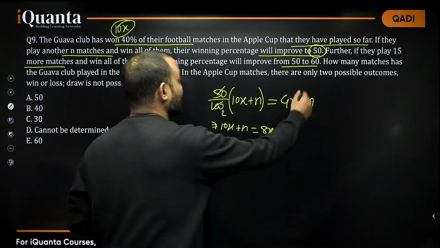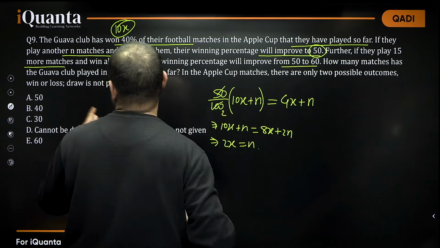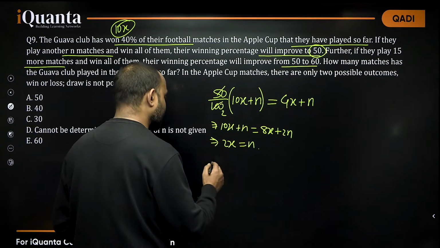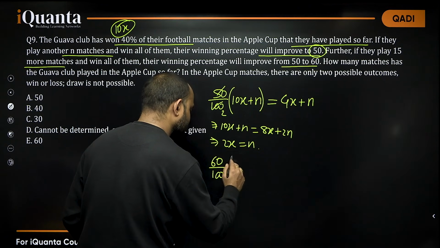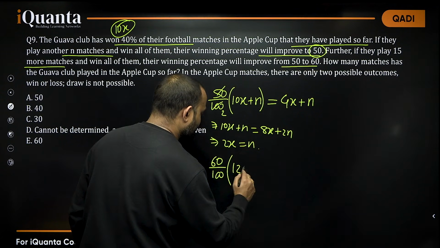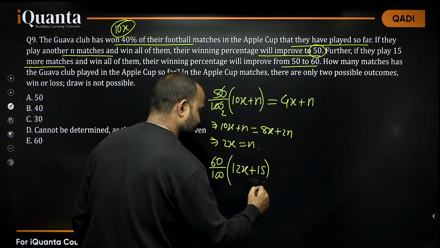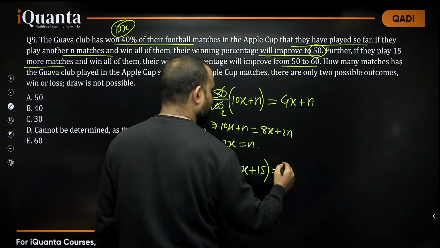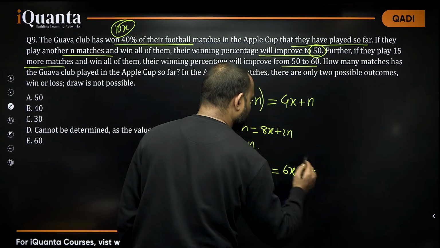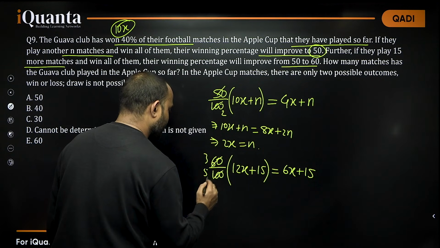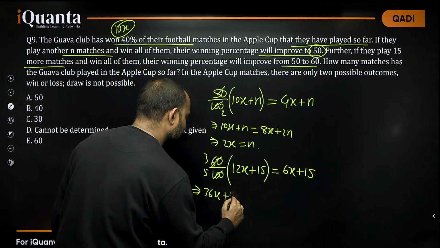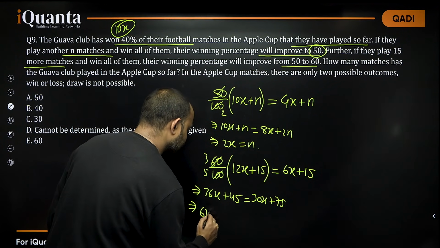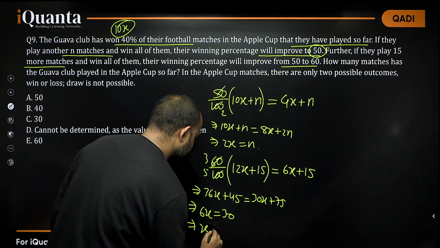Out of those 12X, they have won 50%. If they play 15 more matches and win all of them, their winning percentage will improve from 50 to 60. So once again, 60% of what? 60% of 12X plus 15 more matches, right? 60% of this is equal to, so out of 12X, they won 50%, that is 6X, and the rest, they won all the 15. So from there, this is 3 upon 5. We can say 36X plus 45 is equal to 30X plus 75, or 6X is equal to 30, or we can say X is equal to 5.